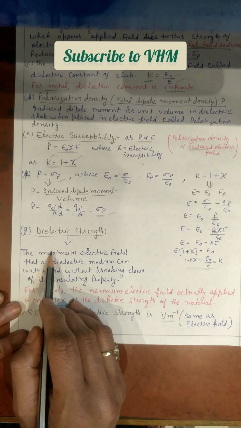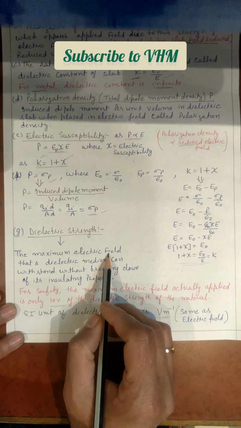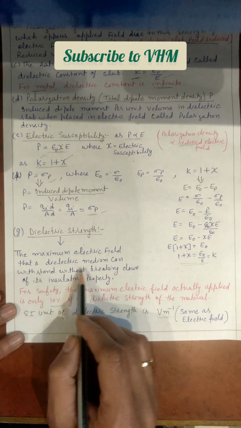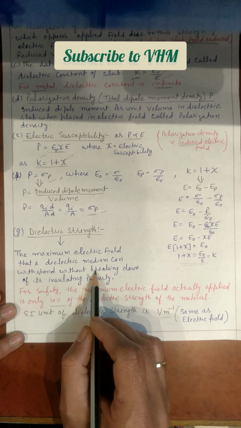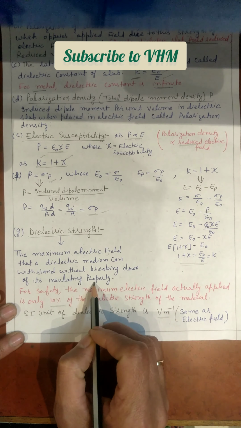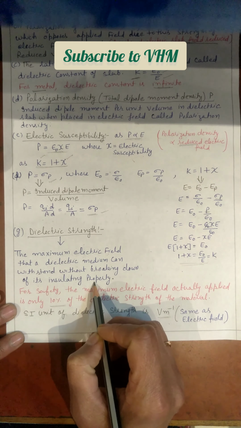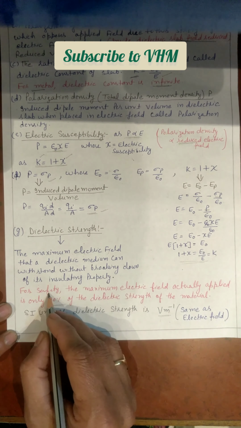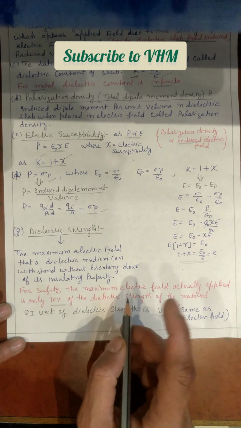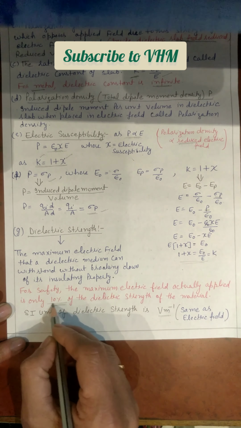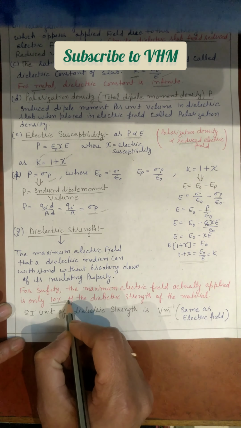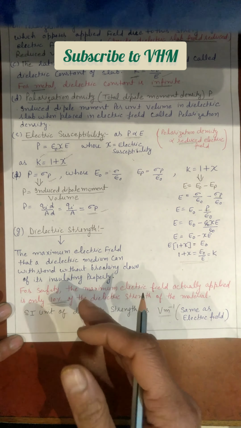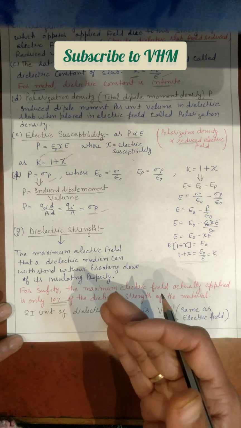Dielectric strength is the maximum electric field that a dielectric medium can withstand without breaking down its insulating property. It means the maximum field they can withstand without breaking. For safety, the maximum applied field is only 10% of the dielectric strength. That means do not apply the maximum they can bear, apply only 10%. Its unit is volt per meter.